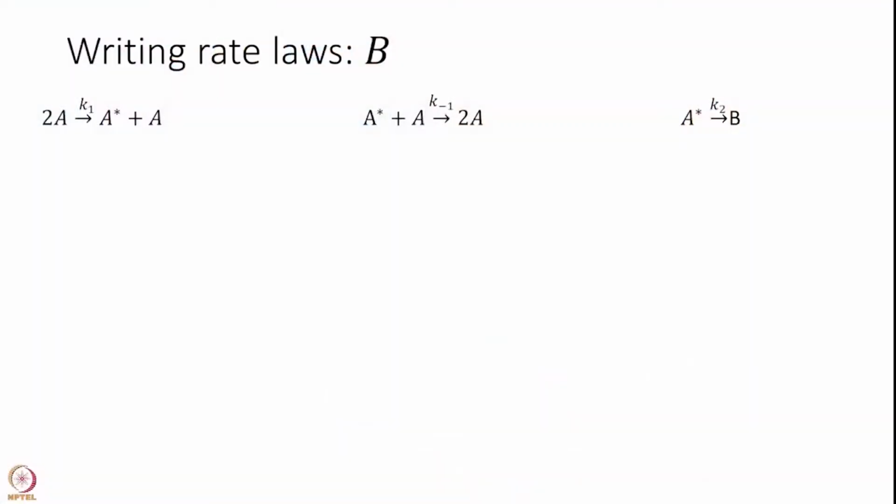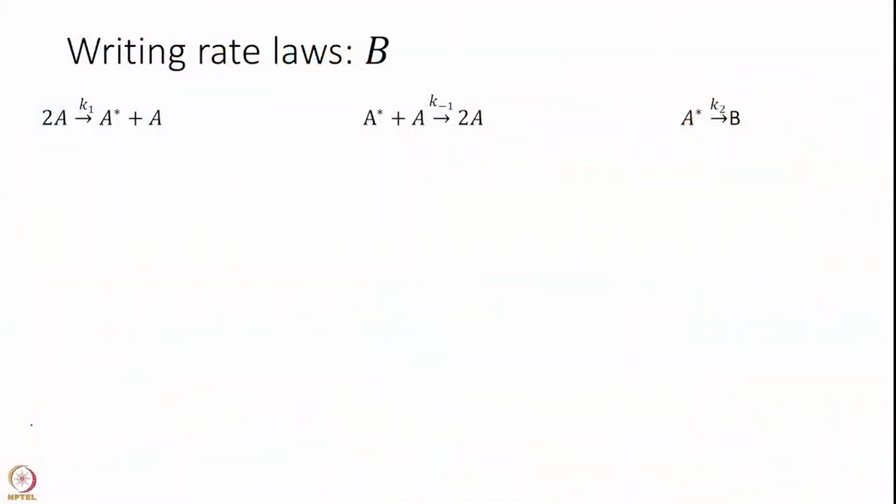So, let us get to how to write rate law equations. Okay. So, we have three components here, A, B and A star. We will start with writing the rate law for B. Well, it will become clear why. It is the easiest to write. A star is next level difficulty and A is complex. So, we will go from easy to hard. So, let us start with B.